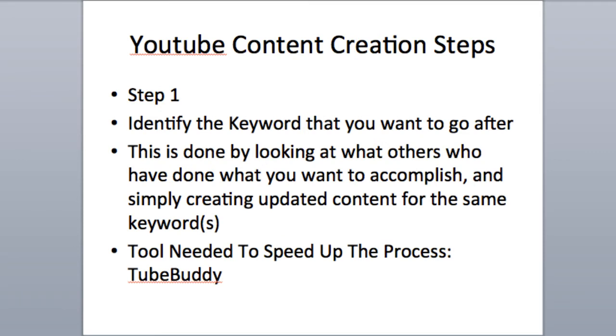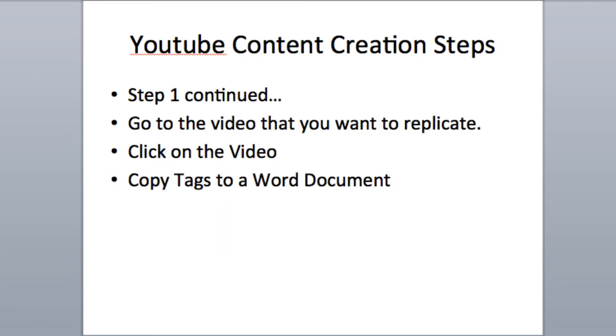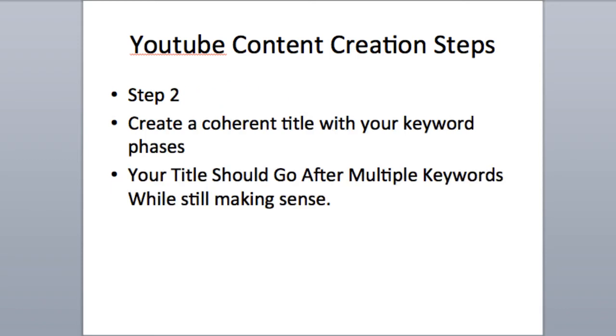YouTube content creation steps. Step one: the first thing you want to do is identify the keyword that you want to go after. This is going to be done by looking at what others have done to accomplish what you want to accomplish, and you're going to essentially look for similar content to the content that you want to create. Then you're going to utilize a tool called TubeBuddy. You're going to go to that video that you want to replicate, click on the video, and copy the tags to a Word document using the tool TubeBuddy. I left a link in the description for that tool. You can just install it on Google Chrome.